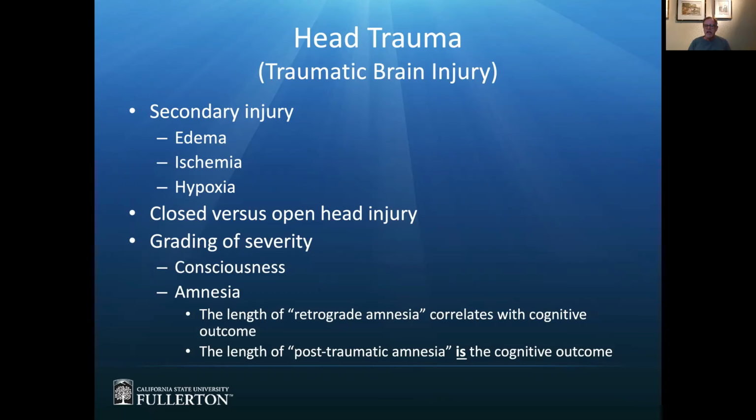And then there's one other thing that they can look at, which is retrograde amnesia, which correlates with cognitive outcome too. Now, what's retrograde amnesia? Retrograde amnesia is the period of time before the injury occurred, during which the person cannot recall anything.